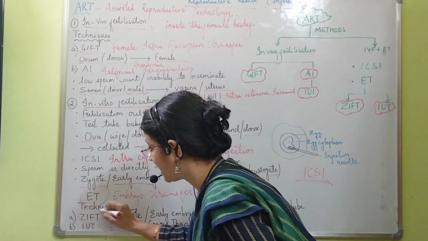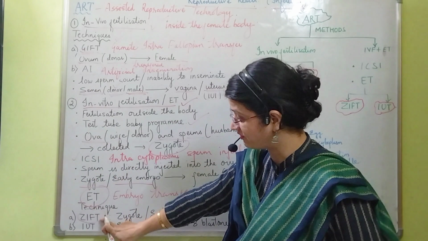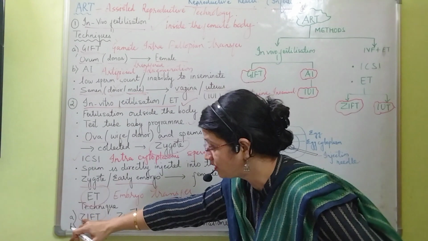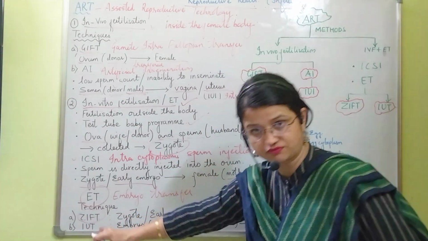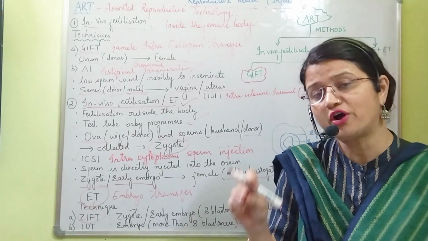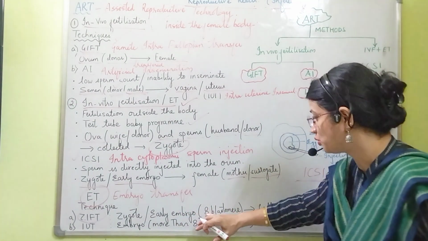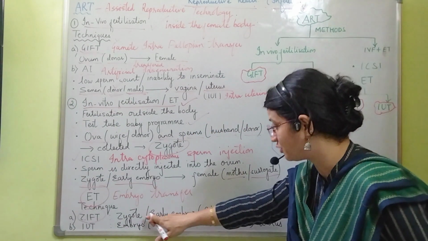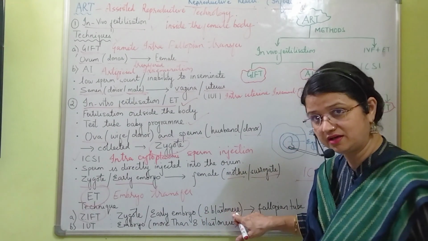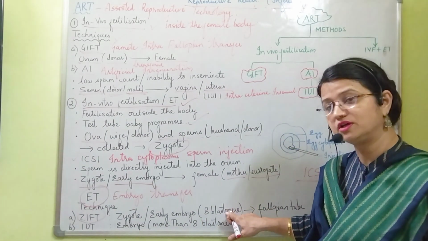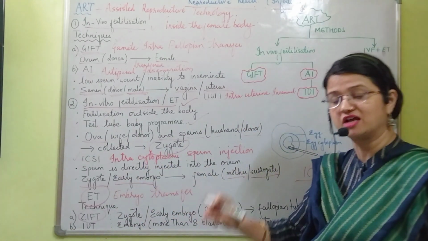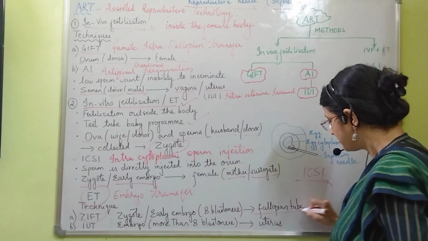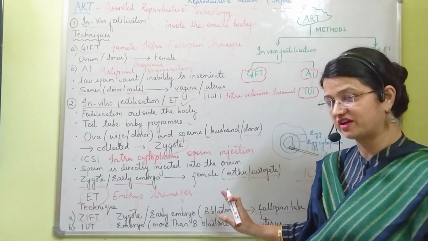The first one is ZIFT. It was GIFT earlier; now here we are discussing ZIFT. Just remember, the full form is zygote intrafallopian transfer. We will transfer the zygote or the early embryo which has up to 8 blastomeres. It has only 8 cells. Clear? Just remember, if the zygote or early embryo has 8 blastomeres, then it will be transferred into the fallopian tube, and that technique will be known as zygote intrafallopian transfer. It is very, very important.